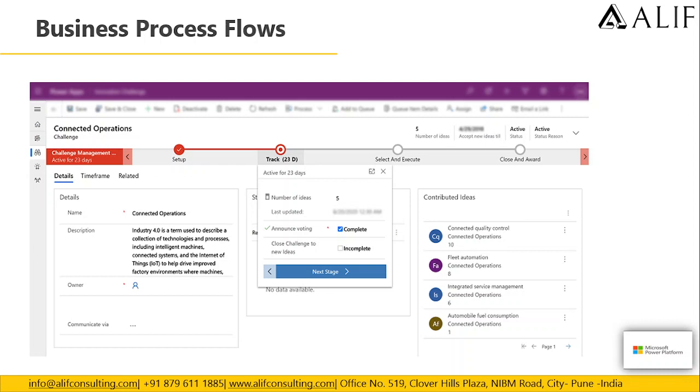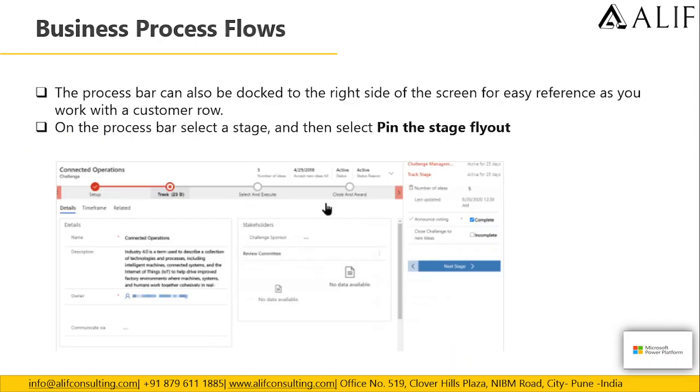Each stage should have at least one step, without which you cannot create a stage. It can be an option set field, or any field that can be added to a particular stage. The process bar can also be docked to the right side of the screen for easy reference as you work with the customer row. On the process bar, select a stage and then select pin the stage flyout, which is being shown in this image.